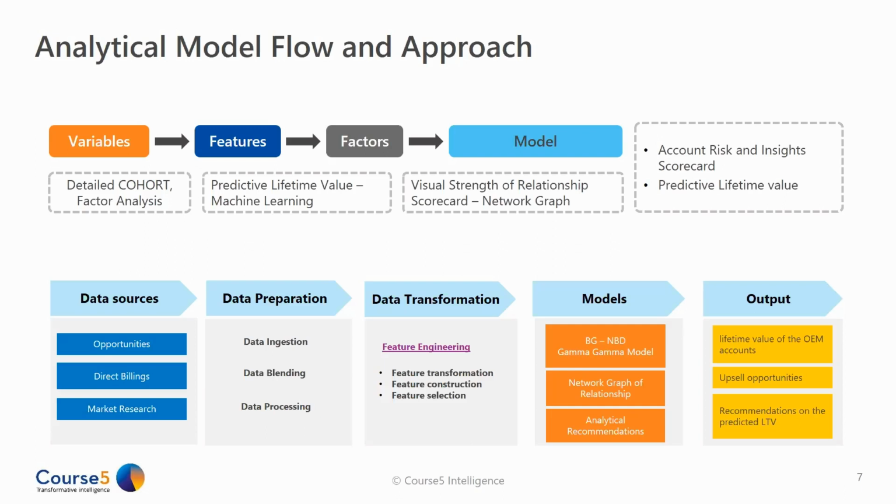Now, coming to the bottom part, the data sources that we had: the opportunities data, the billings transaction level data and the market research data. We also had the search data, organic search data. We did data preparation followed by data transformation, and the modeling approach consisted of a CLV model, which was based on BG/NBD and GAM, followed by a network graph of relationships between the different data sets, and then analytical recommendations on top of it, right? So the key outputs that we delivered were value for the OEM accounts, upsell opportunities, and recommendations on the predicted LTV.